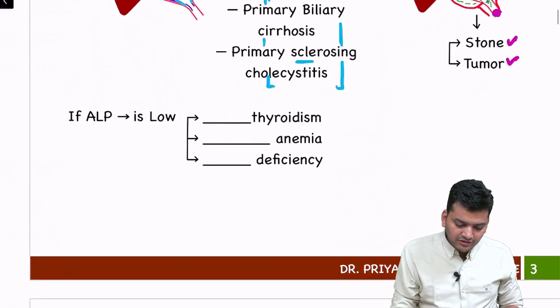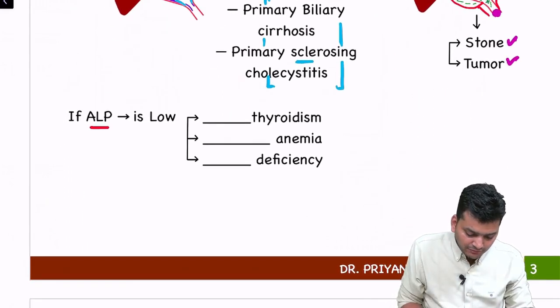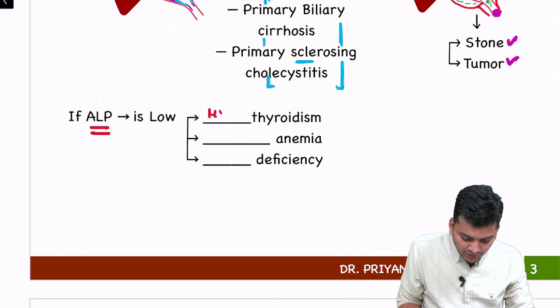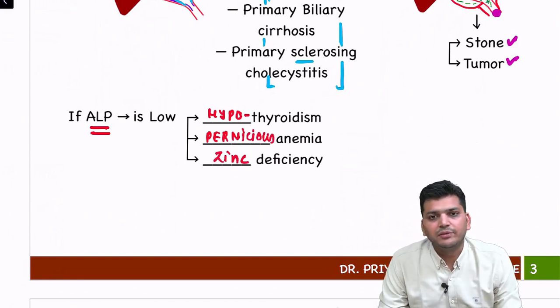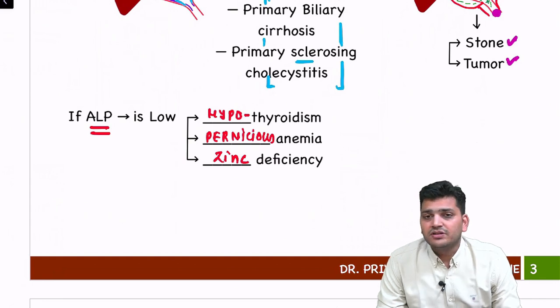Now, there are some conditions where the alkaline phosphatase can be low. Alkaline phosphatase can be low in hypothyroidism. It can be low in pernicious anemia, or it can be low in zinc deficiency. Alkaline phosphatase can be low in these conditions.